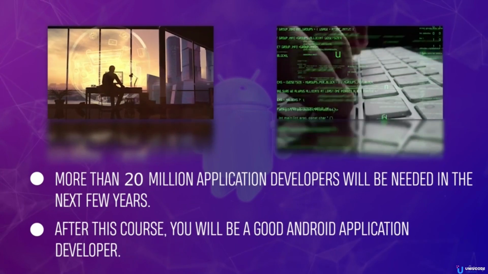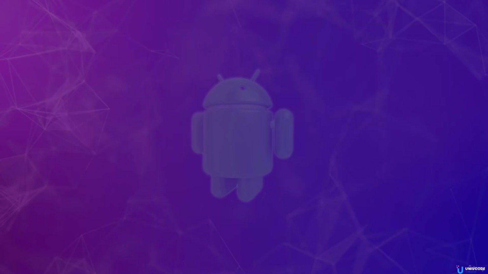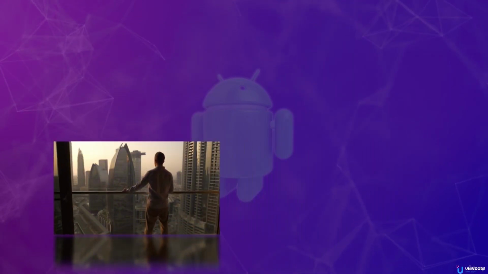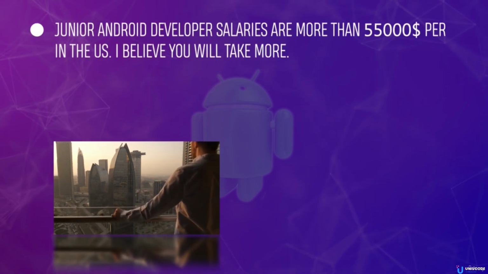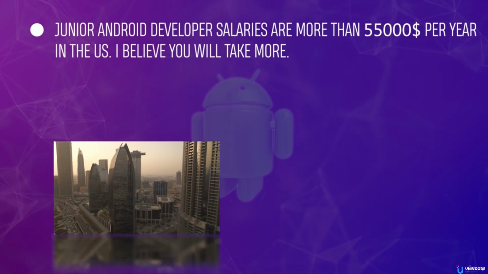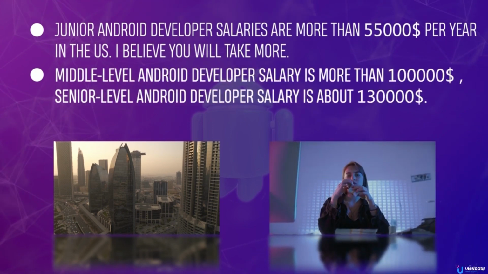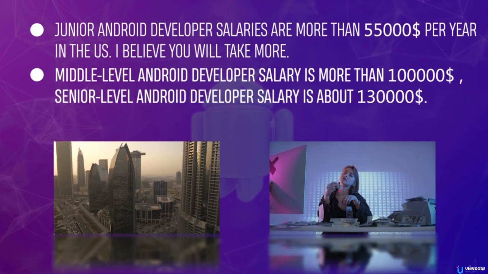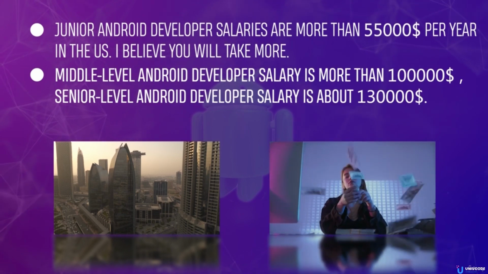Anyway, let's get going. So another motivation factor, let's talk a little bit about salary. I know you wonder how much your salary is going to be. Well, I'll let you in on a little thing here. Junior Android developer salaries are more than $55,000 per year in the U.S., but I believe you're going to make more. Middle-level Android developer salaries, more than $100,000. Senior-level Android developer salaries is about $130,000 US dollars per annum, as they say.